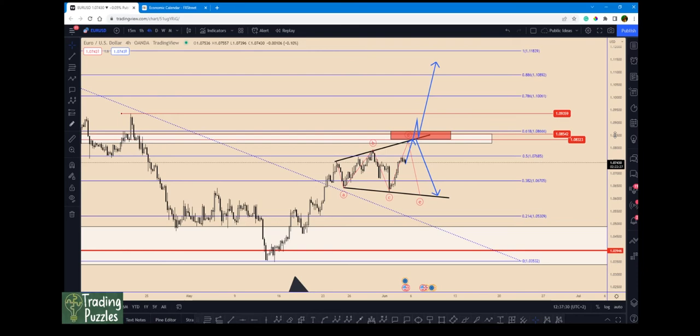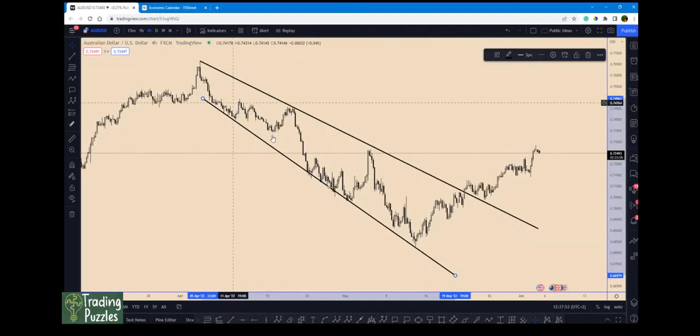AUDUSD. This is one of the patterns that I don't like too much. The price was moving within a descending broadening wedge pattern. Look at how beautiful this movement was here. Price just came down, completed an ABCD pattern, and now the price is still moving on the other part of the chart.